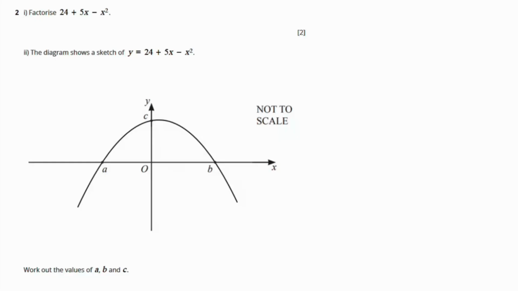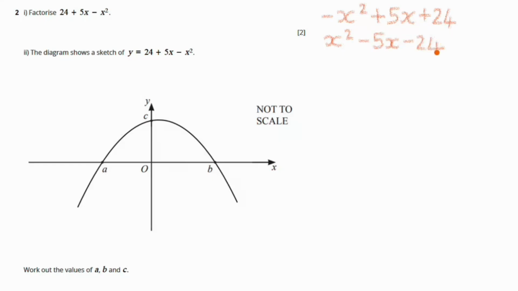Factorize 24 plus 5x minus x squared. Factorize means to write as brackets to be expanded. So what we are going to do first is rearrange the quadratic such that it is in the following form: negative x squared plus 5x plus 24. Wonderful. Now, let's quickly have a look. You can multiply the entire expression by negative 1 if you want the coefficient of x squared to be positive 1 instead of negative 1. So let's do that. Then it will be x squared minus 5x minus 24.